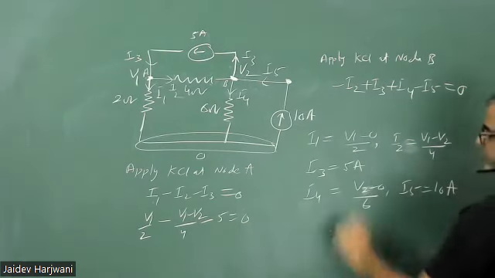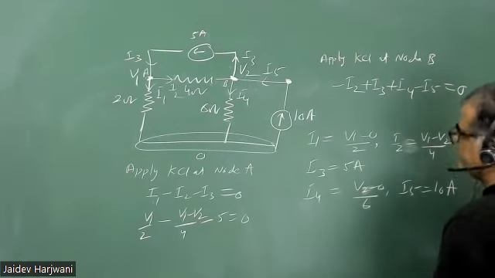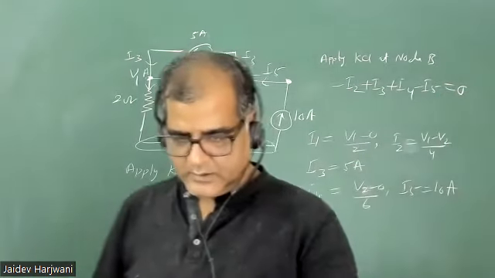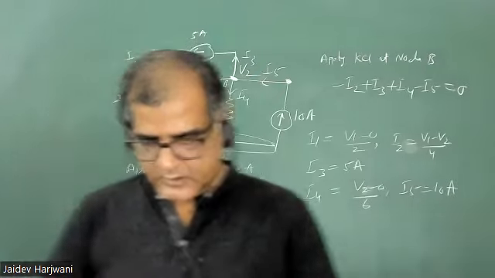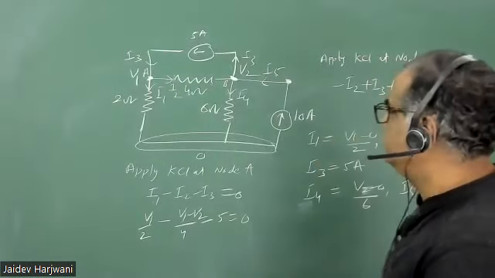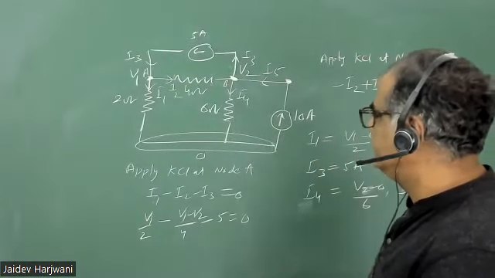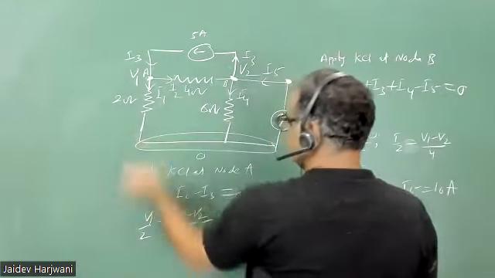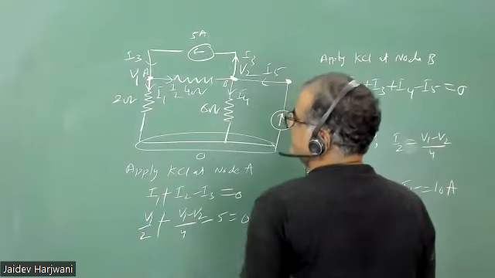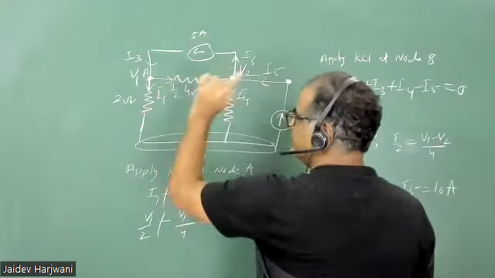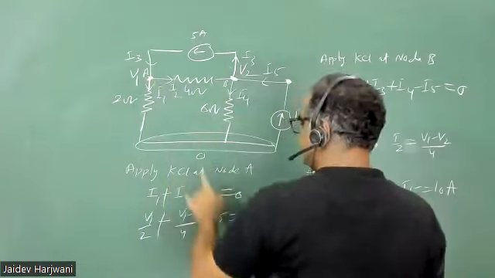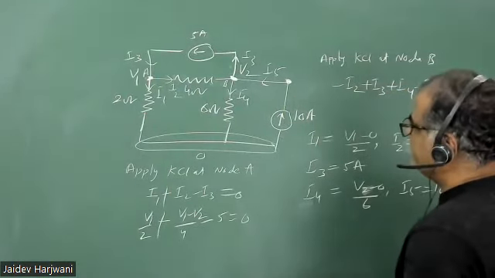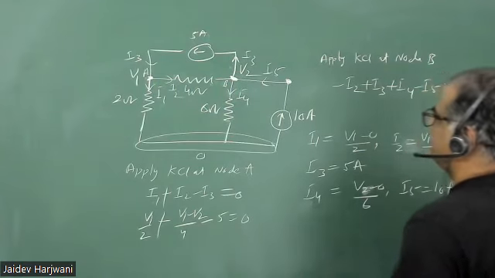Sir, sorry for the interruption, but in the diagram I2 is going out and I1 is going out, so I2 should be positive. Yes, I2 should be positive. I2 is outgoing. Very good. I1 is going out, I2 is going out, so positive. I3 is coming, I3 negative. Correct. Very good. And what will happen in the second?